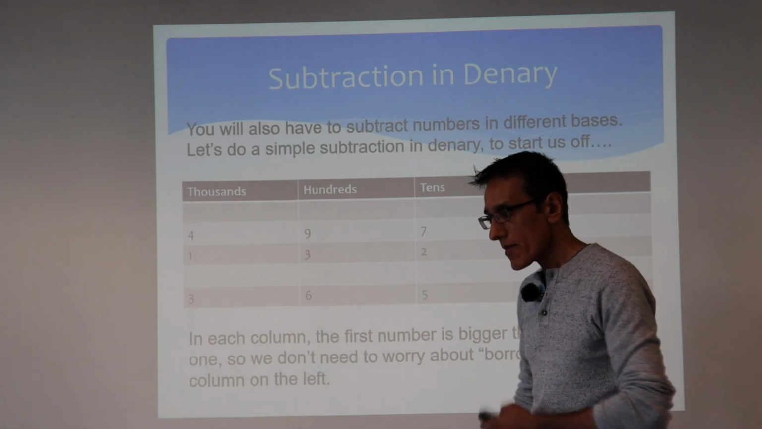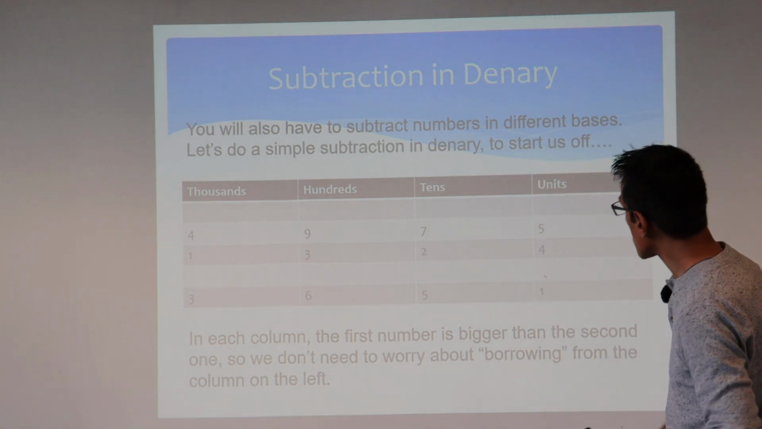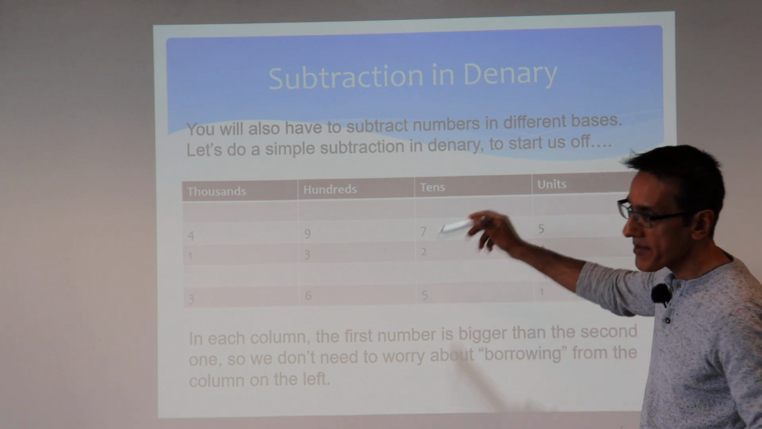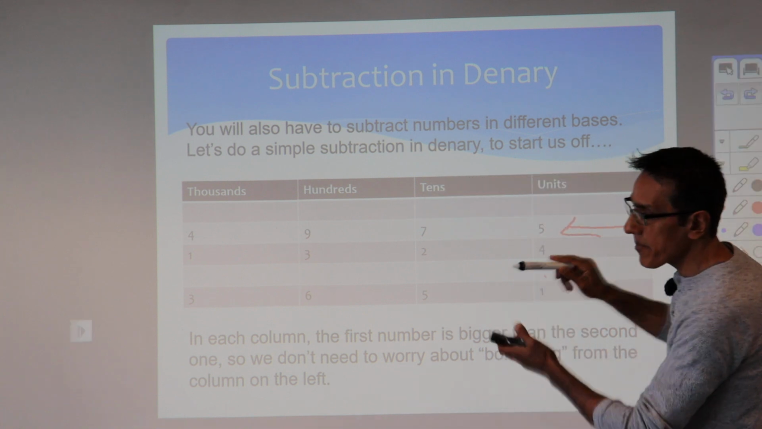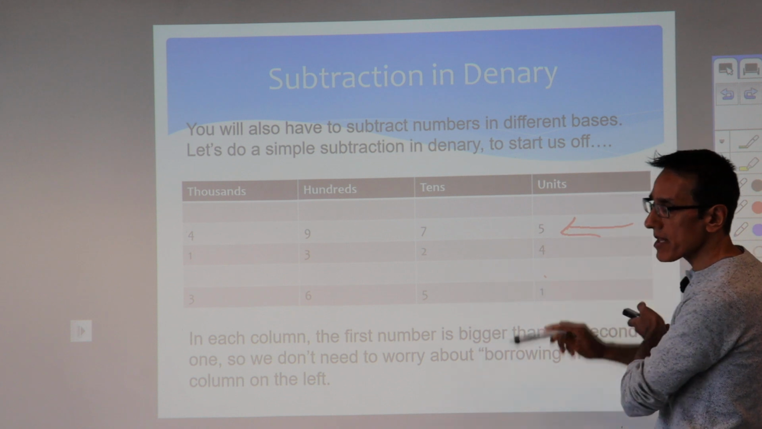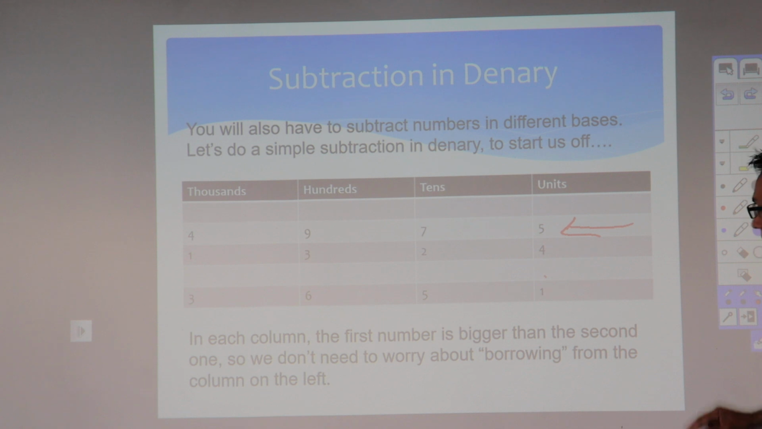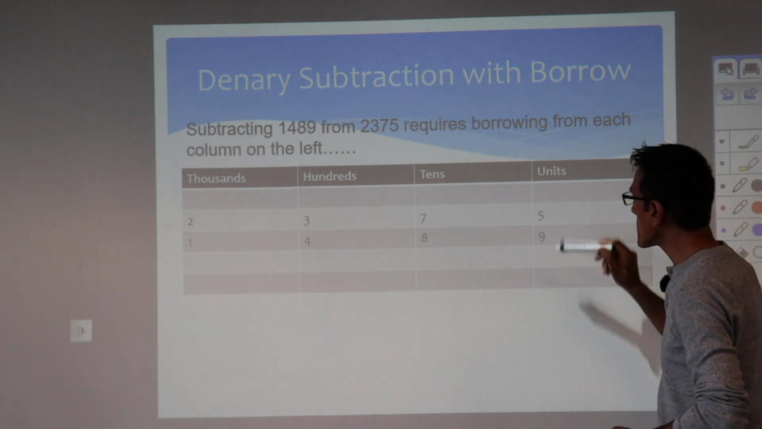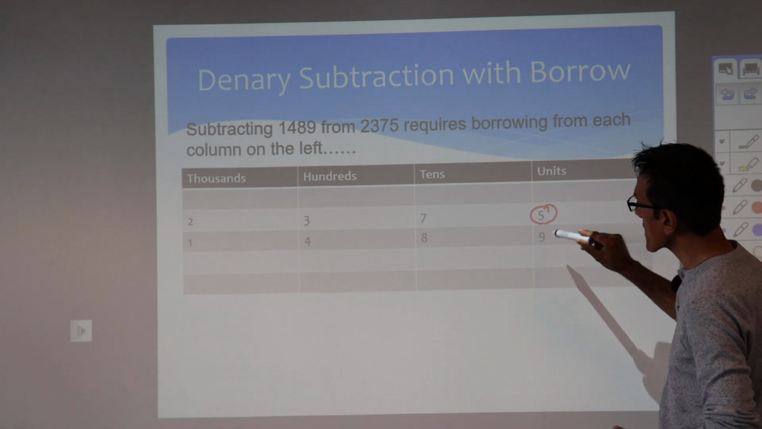Subtraction. That was addition. Let's look at subtraction in base 10 first of all. 5 take away 4 is 1, straightforward. 7 take away 4. When the number at the top is larger than the number at the bottom, it's a straightforward takeaway. We don't need to borrow anything. It only gets complicated when the number at the top is smaller than the number at the bottom. Here we have a 5 take away 9.